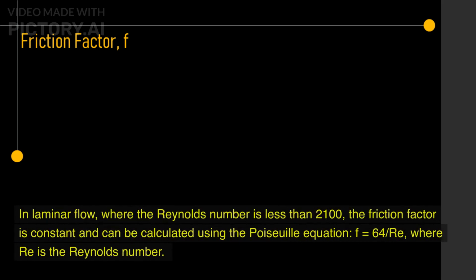In laminar flow, where the Reynolds number is less than 2100, the friction factor is constant and can be calculated using the Poiseuille equation. f equals 64 over Re, where Re is the Reynolds number.